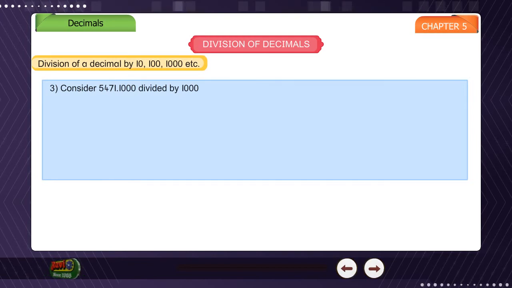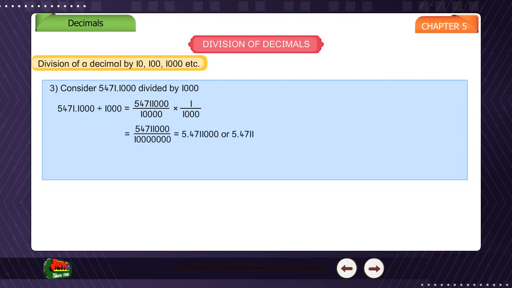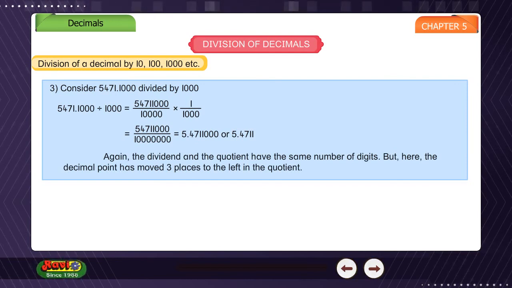3. Consider 5471.1000 divided by 1000. 5471.1000 divided by 1000 is equal to 5,47,11,000 by 10,000 into 1 by 1000, is equal to 5,47,11,000 by 1 crore, is equal to 5.471100 or 5.4711. Again, the dividend and the quotient have the same number of digits, but here the decimal point has moved 3 places to the left in the quotient.